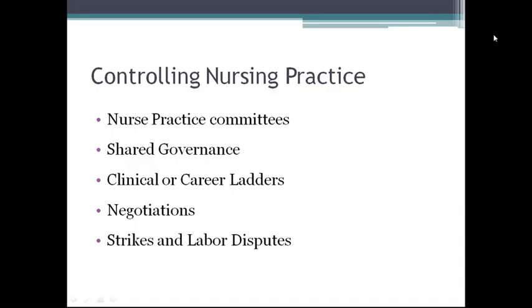Negotiations should include peer-elected negotiators to represent the group, and strikes and labor disputes are used as last resort. Mediation is mandated during those times.